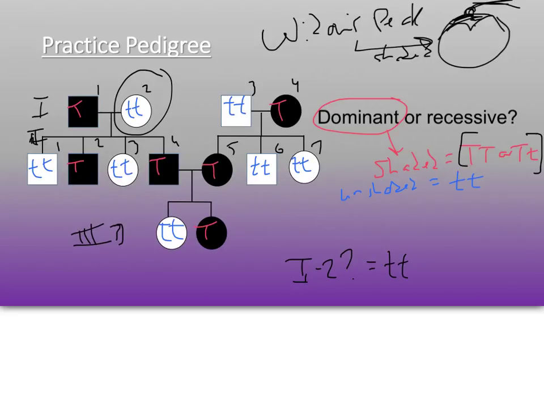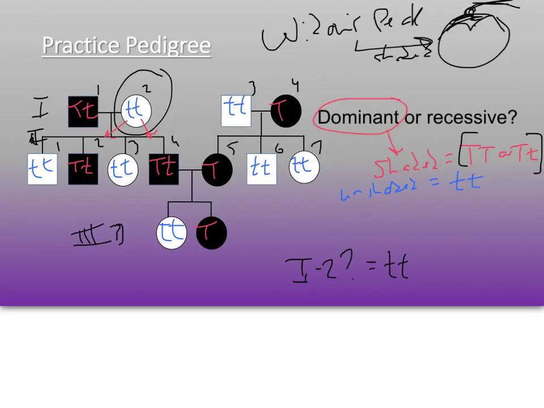So for instance, let's look at this first family up here on the upper left. If mom is two little t's and dad has at least one big T, and then we look at their kids and they have kids who are little t, little t, that means mom and dad both had to give a little t. So we know that dad is big T, little t. And for those kids, we know they're also big T, little t because mom had to have given them a little t.